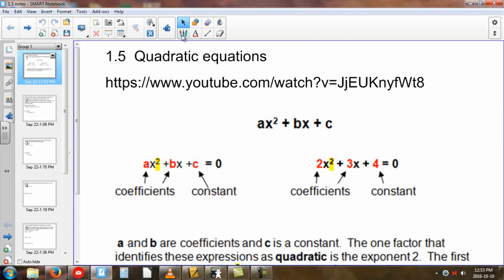So this is the notes for 1.5. We're going to be working specifically with quadratic equations.